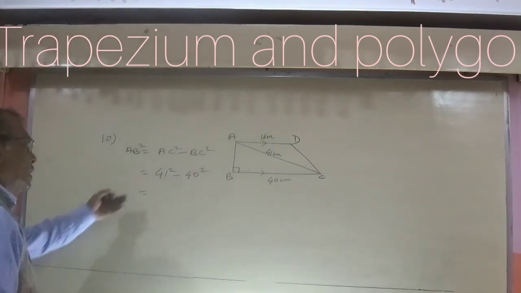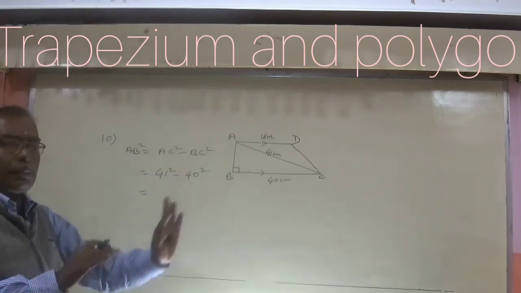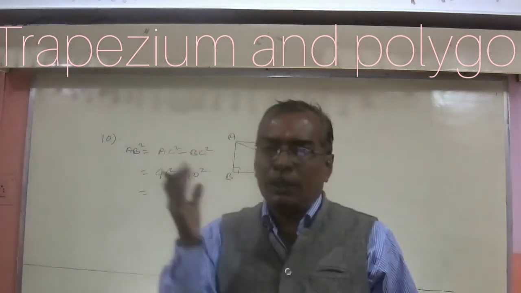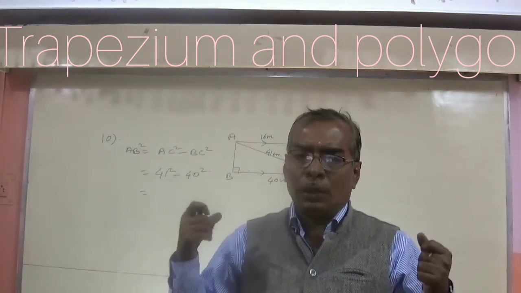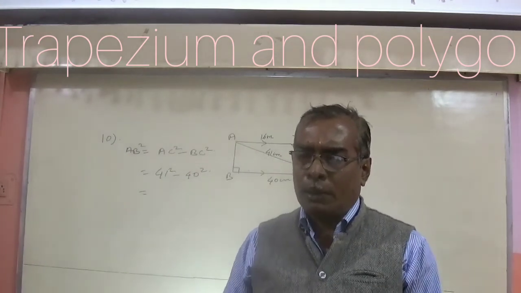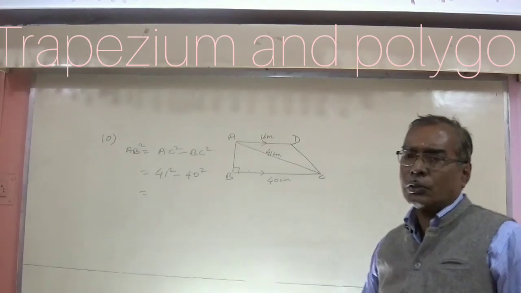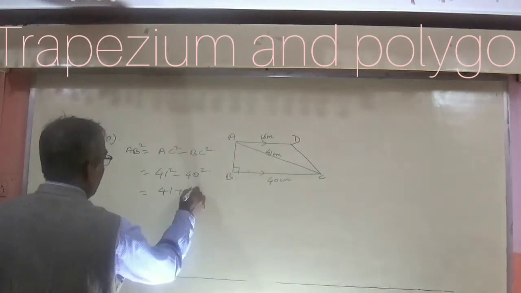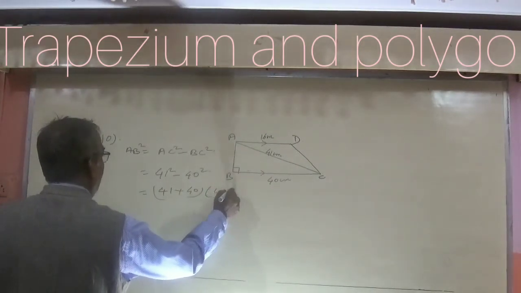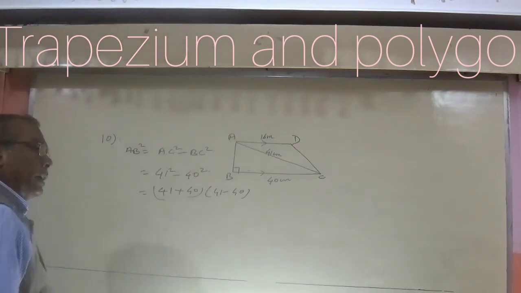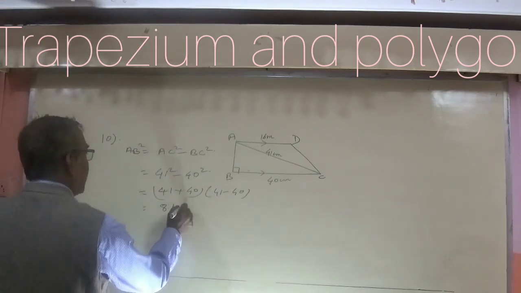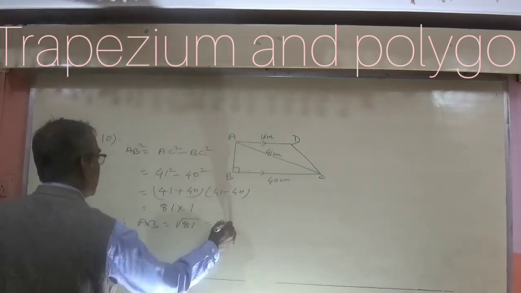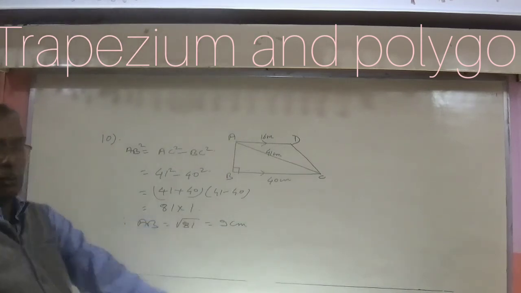You know very well you can find the values of 41 square and 40 square, then subtract. But being a math teacher, I am lethargic, so I am going to apply the brain because it is in the form of a square minus b square. So I am going to use the formula a square minus b square equals a plus b into a minus b. That gives 81 into 1. So therefore AB will be equal to under root of 81, which is 9 centimeter, and this is the height of the trapezium.